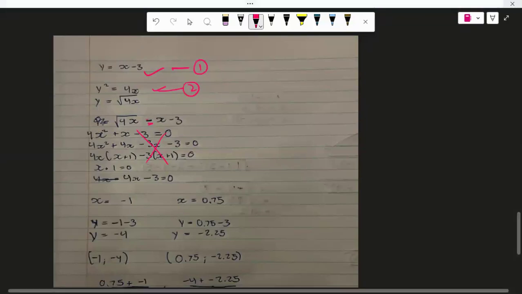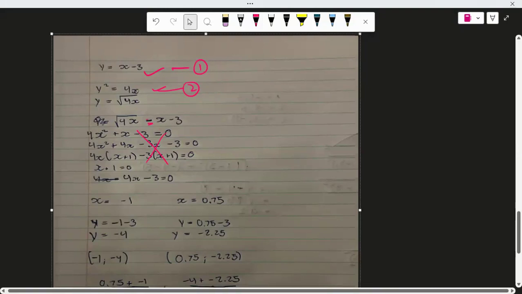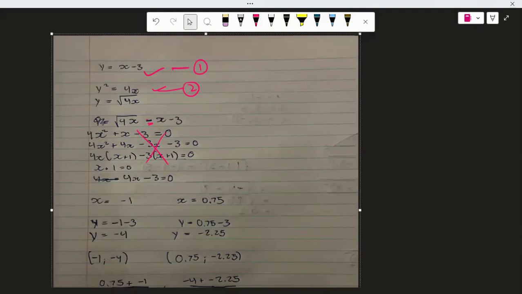Okay, let me make you understand. See, we need to understand one thing: we have to take the simple approach. Do not make it complicated. We have two simple equations, y equals x minus 3 and y square equals 4x. If we have y equals root 4x, there is nothing wrong in that. But we cannot take 4x square and then bring x minus 3 to the left hand side without following any basic rules. So that is not correct.